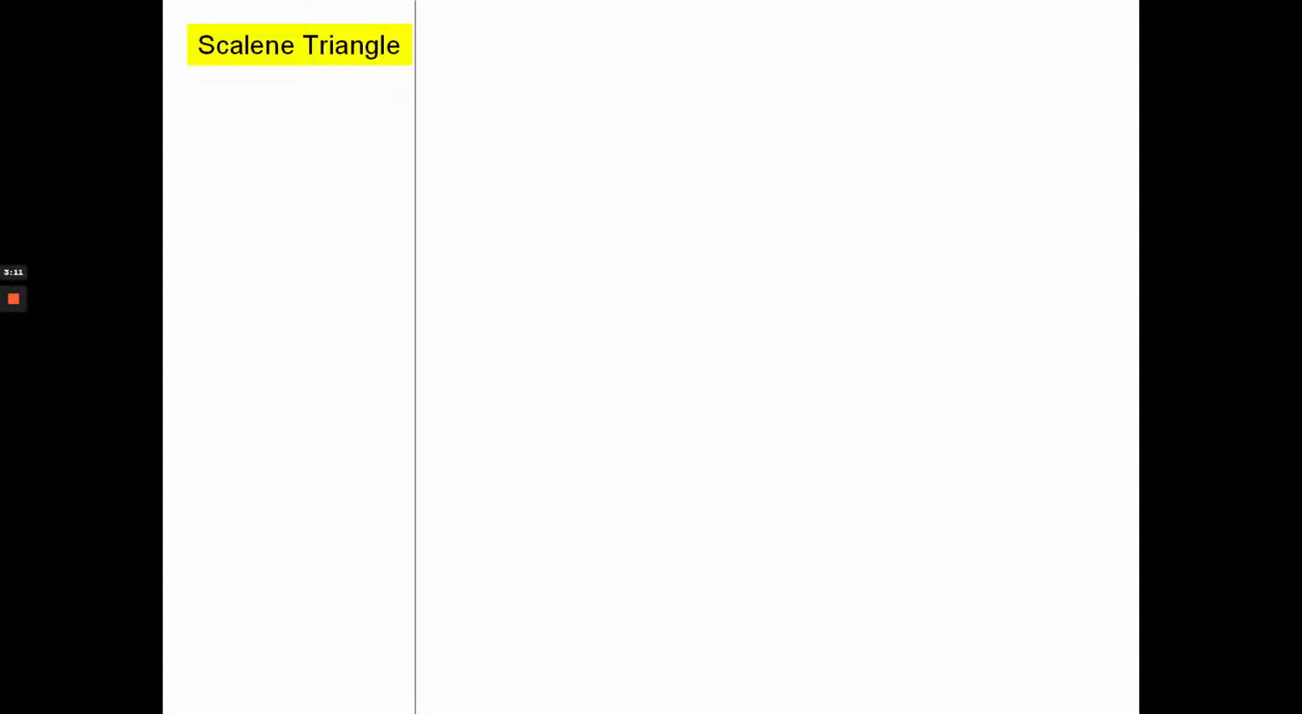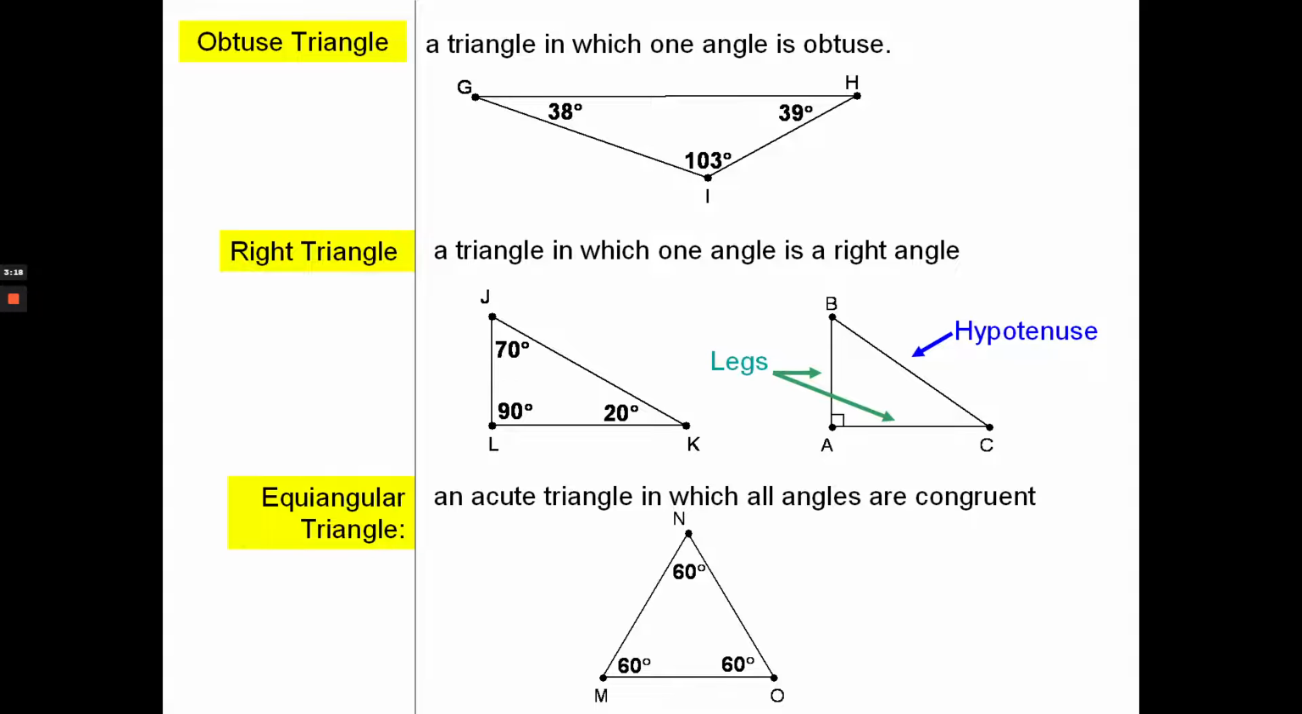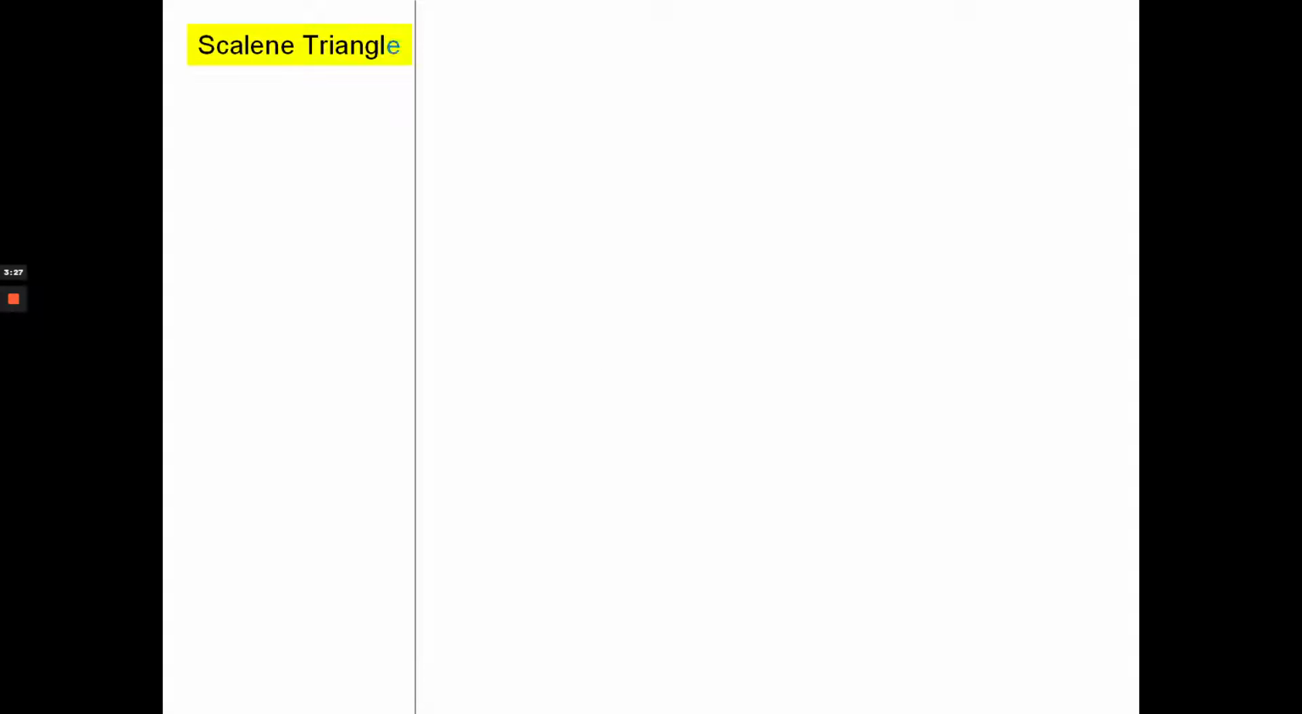Now we're going to talk about naming the triangle by the lengths of the sides. So those first four that we talked about, acute, obtuse, right, and equiangular, all look at angle measurements to name it. Now we're going to look at the sides to name.